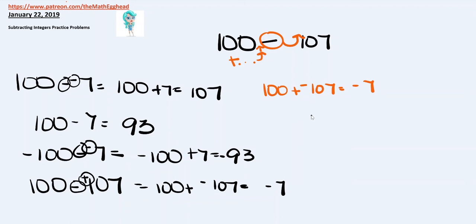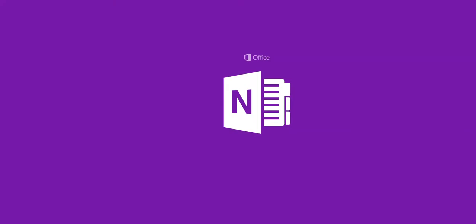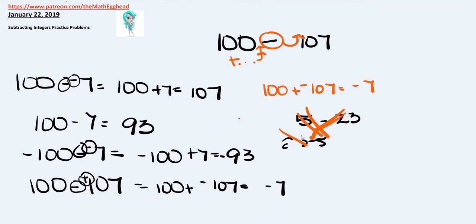Let's say it was 5 minus 23. And this was what I was explaining before in another video. Some people might say, okay, well then it's 23 minus 5. Those two problems are not the same at all. I had a little breakdown. Those are not the same.